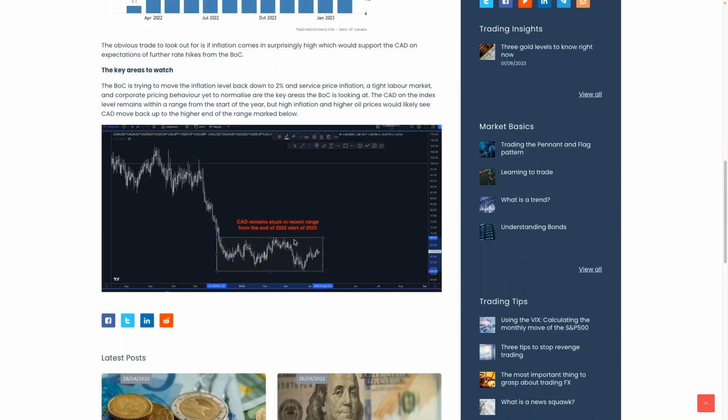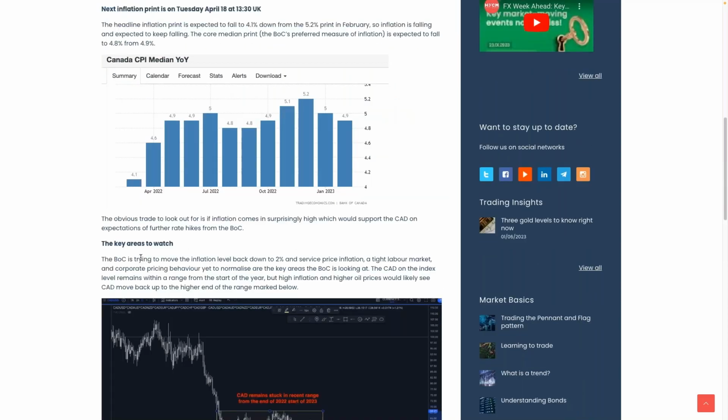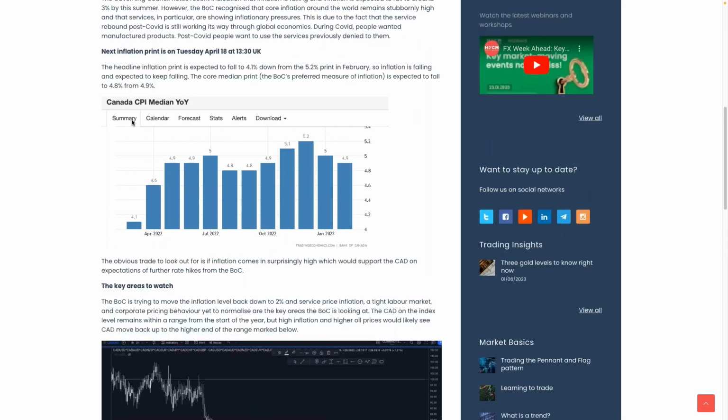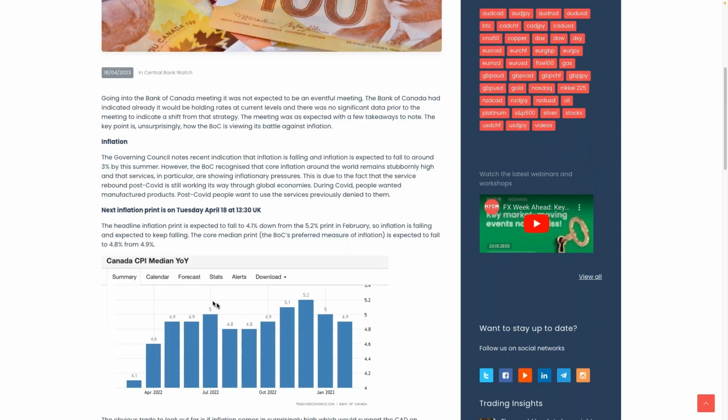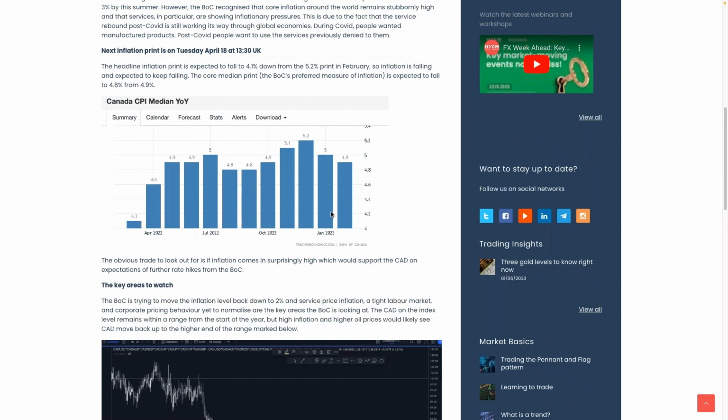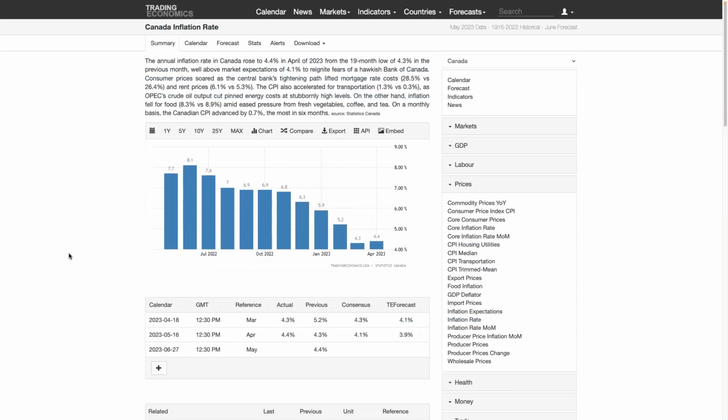The CAD's been sort of stuck in this range. And the key area to really watch is what's going on with the inflation data. Now, the obvious trade after the last Bank of Canada meeting decision was that any high inflation data would likely mean the Bank of Canada would be more likely to hike interest rates, and that would be positive for the Canadian dollar. So let's just look at the latest data we've had.